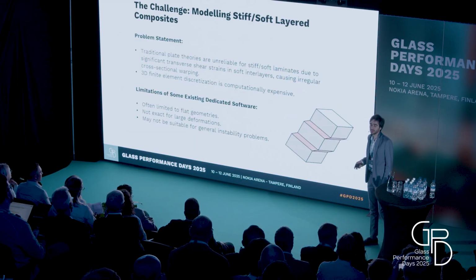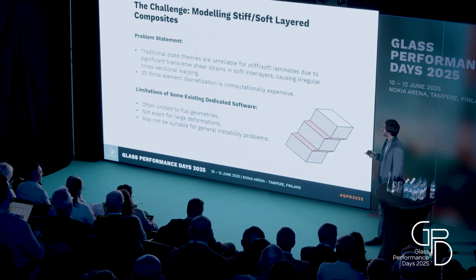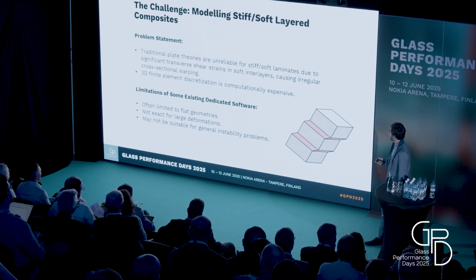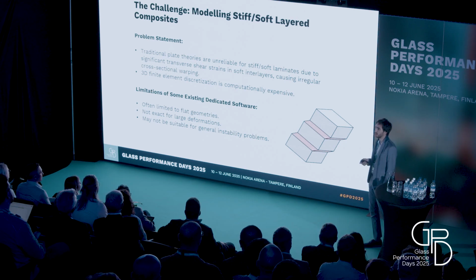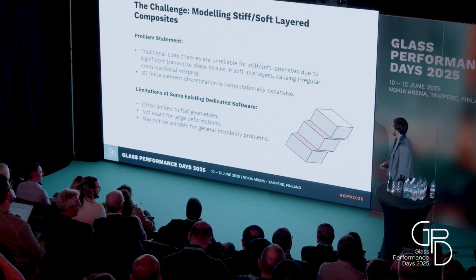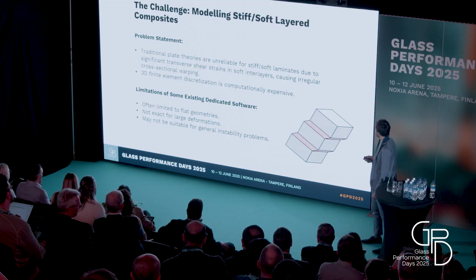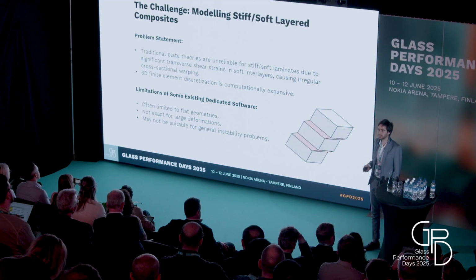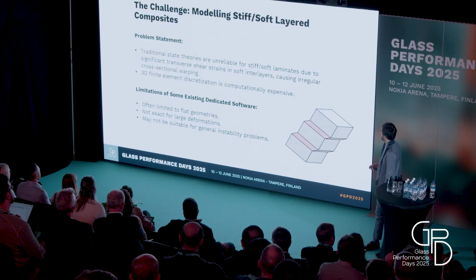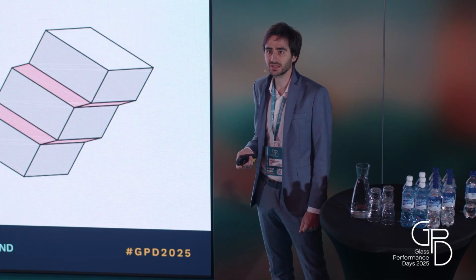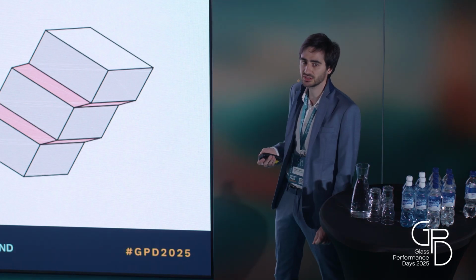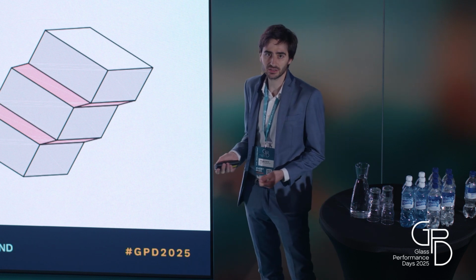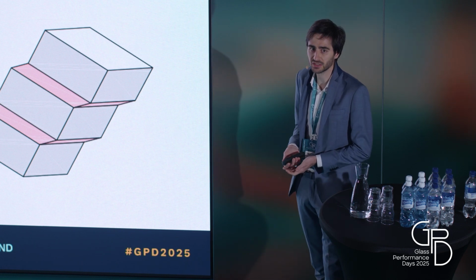The challenge in modeling laminates with stiff and soft mixed layers is that the shear strain of the interlayers causes warping between the elements, so you cannot use homogenized plate theories for that case, especially if you have non-rectangular geometries or concentrated loads. You can do it with fully 3D discretization, but it's computationally too expensive.